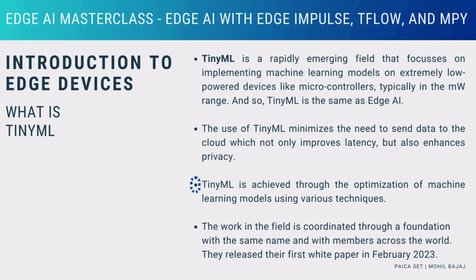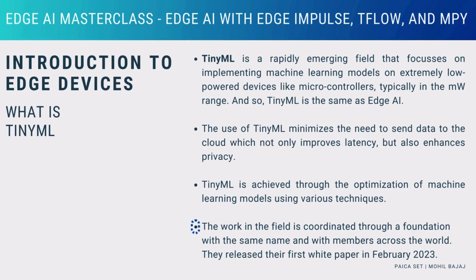As one of the founding members puts it, a lot of research had been done in the last 5 to 10 years on fancy, high-end cars, referring to machine learning, but not much focus has been put on road and highway construction, referring to deployment options like the edge device. And thus, TinyML is all about deployment and using the power of machine learning where it really matters, at the edge. The work in the field is coordinated by a foundation with the same name and with members mostly in the US, Europe, and Asia.